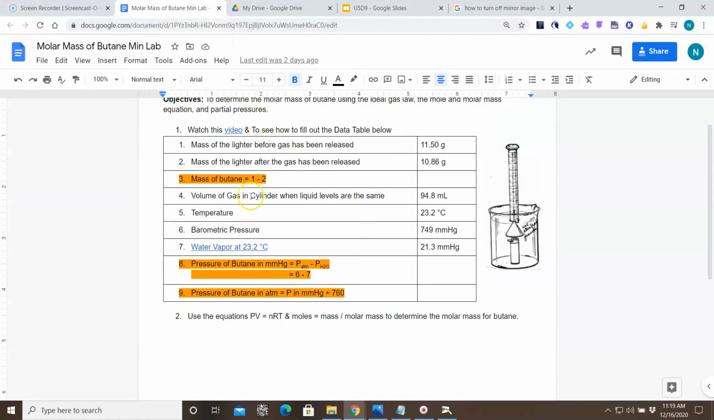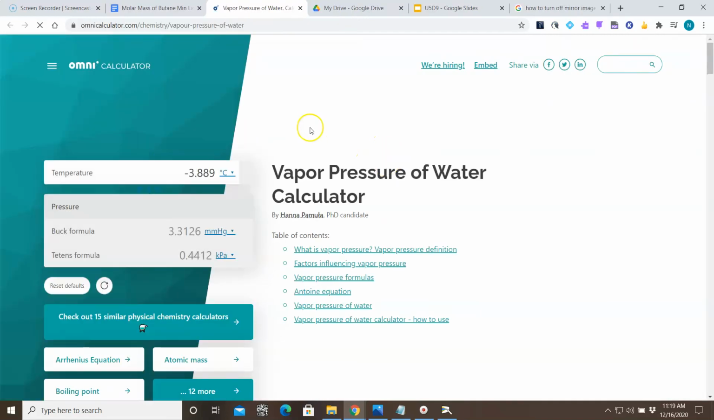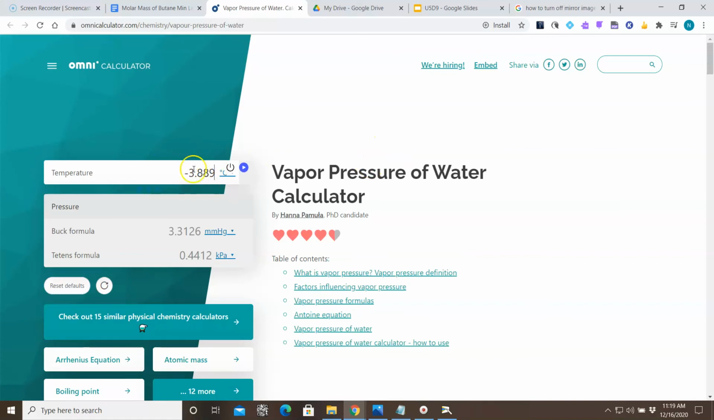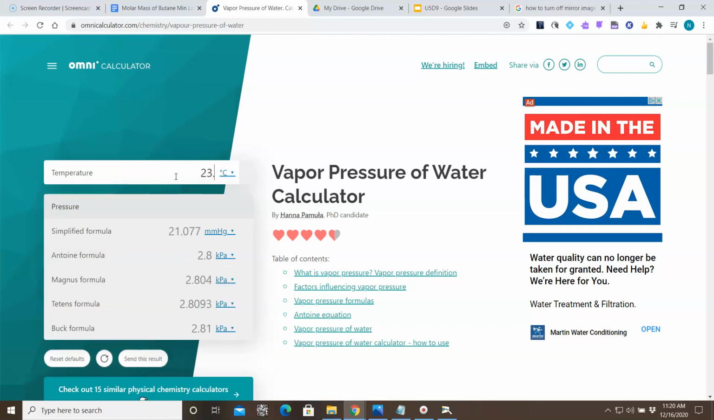Okay, so if we go to the molar mass of butane video, this link is the same link that's in your exit ticket for, I think, question 5 or 6. And it's just to go to this site. If you open that site, what you will see at the top is where you put the temperature. The temperature of the water will determine how much water vapor. If the water is warmer, there's going to be more water vapor because more of it is evaporating into the air. So in our lab, the temperature in the lab was 23.2. So go ahead and put that in. Okay, great.